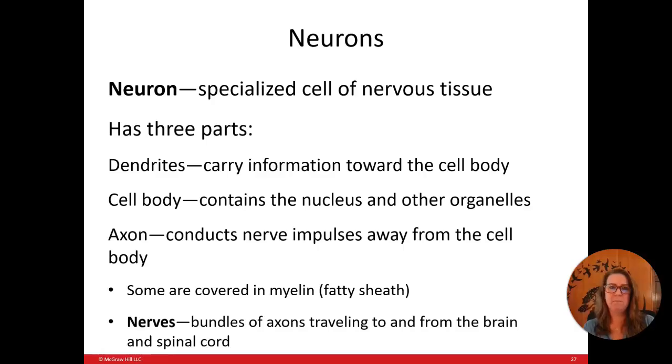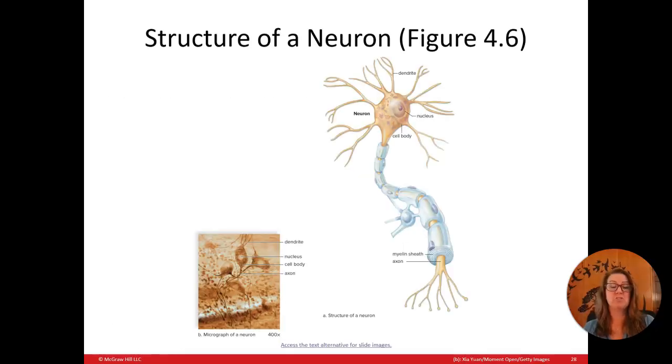Okay. Many of our neurons have a fatty layer called myelin, and this is going to help insulate the neurons so our nerve signals are sent nice and smoothly. And we know that when we bundle our axons together, we make our nerves. So you've got your spinal nerves, your cervical nerves, and so on. So super important the way that our nervous system is structured.